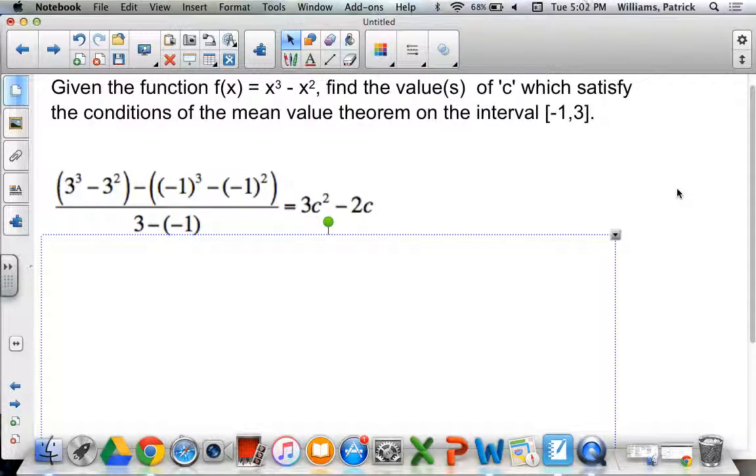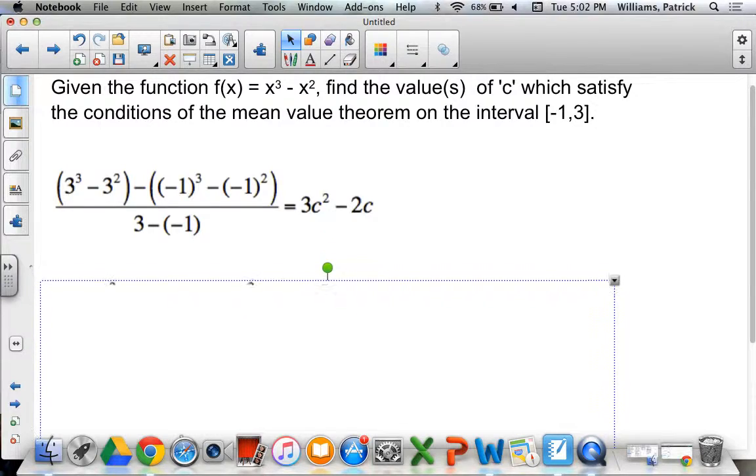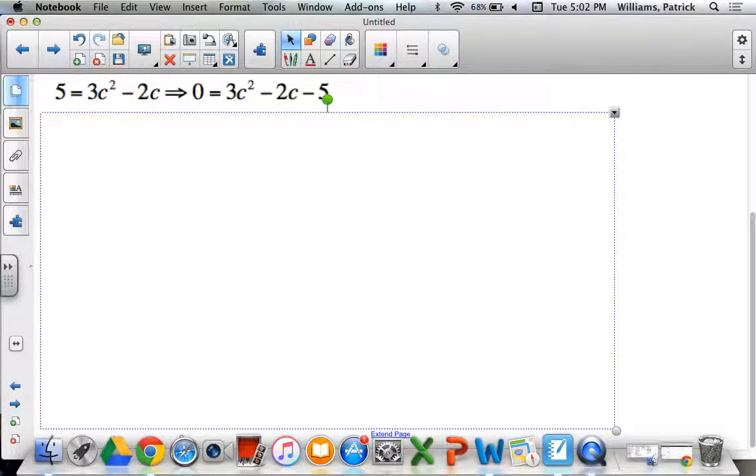Okay, so give it a shot. All right, pause the video. All right, if you've tried it again, and we scroll down to the next line, we see something like this.